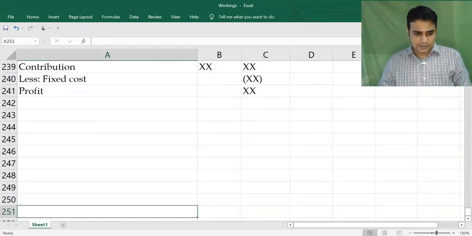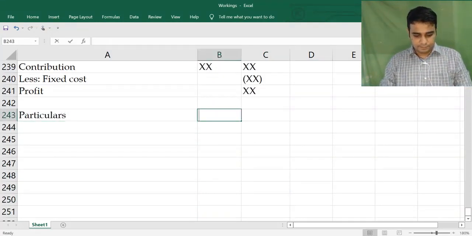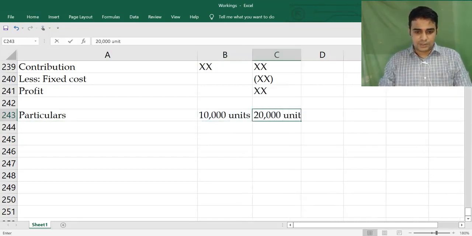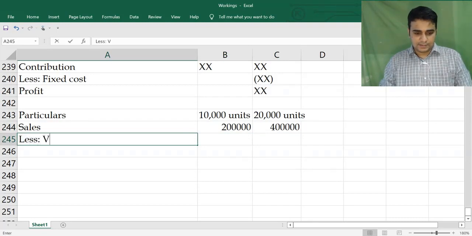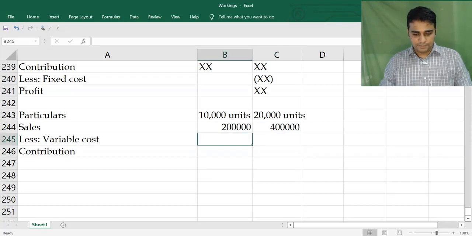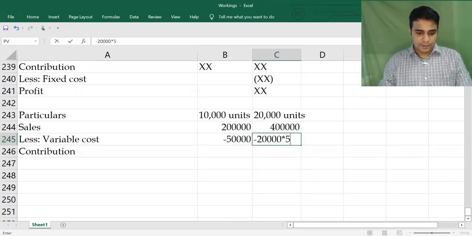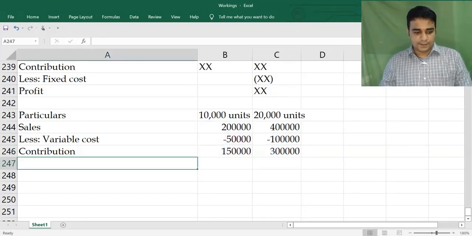Now, just give me a minute. Let's assume there are 10,000 units and 20,000 units. Sales: 10,000 into 20, 20,000 into 20, less variable cost, contribution: 10,000 into 5, 20,000 into 5, 150 and 3 lakh.